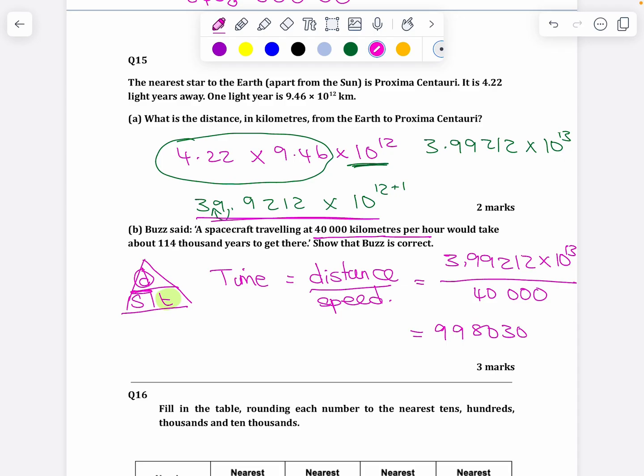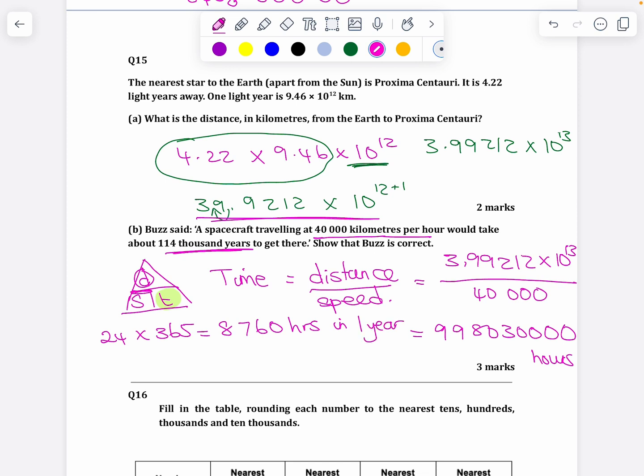1, 2, 3, 4, 5. Now that's in hours, okay? I need to divide it by, well, I know that there are 24 hours because we want to know how many years. So we know there are 24 hours in a day, and there are 365 days in a year. So to find out how many hours in a year, we're going to do 24 times 365, which gives us 8,760 hours in 1 year.